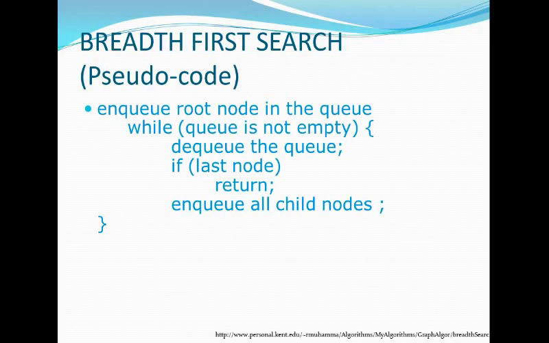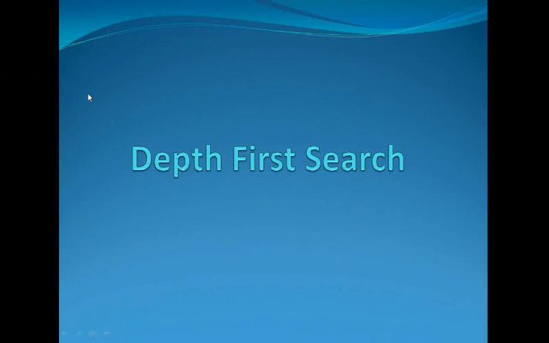So if that node is the last node, we will return. That means our program is completed because we reached the last node. But if it is not the last node, we are enqueuing all the child nodes of that node. Right, this is the same thing which we have done in the example. So this is the best for depth first search.